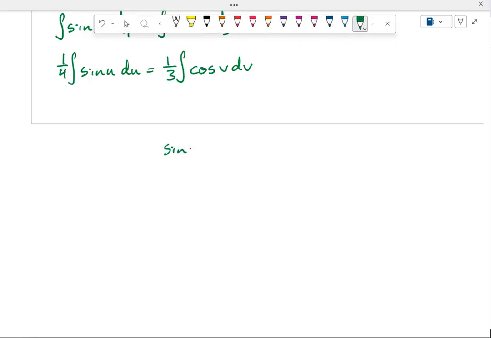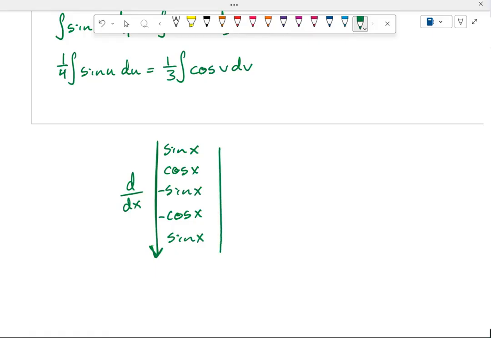So starting with sine of x, we're going to be going down and taking the derivative. What is the derivative of sine? Cosine. What is the derivative of cosine? What is the derivative of negative sine? And what is the derivative of negative cosine? So that is how we go if we're taking the derivative.